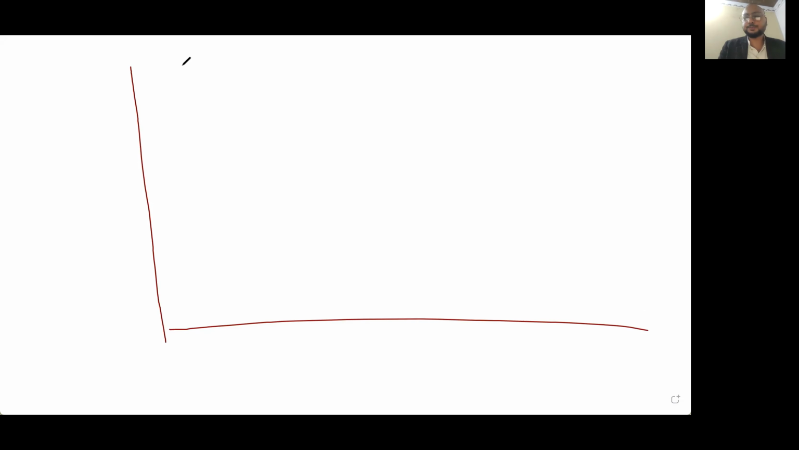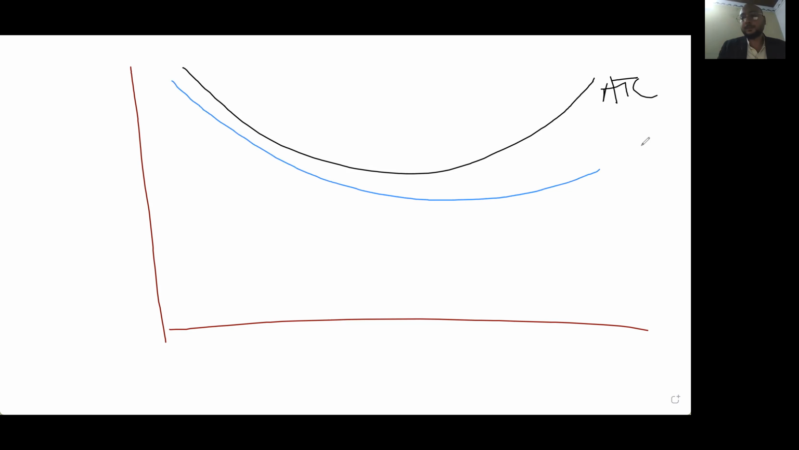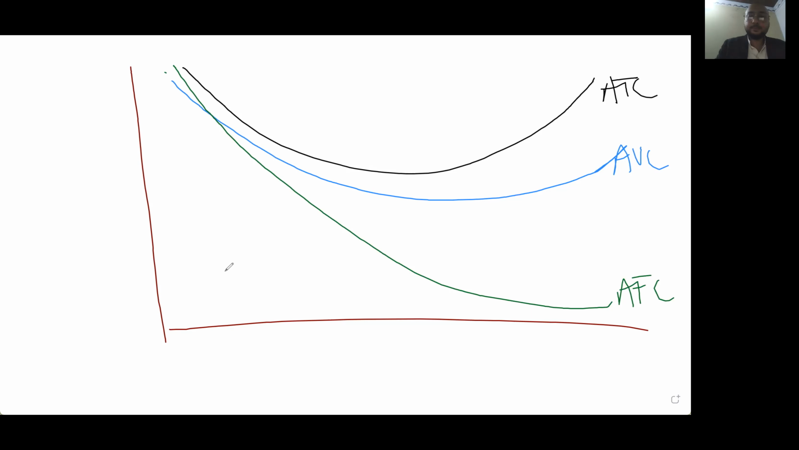that average total cost is a U-shaped curve. Average variable cost is below the average total cost. Average fixed cost is always decreasing. And MC crosses, I think I made a mistake here, MC crosses the ATC at its minimum. Okay.